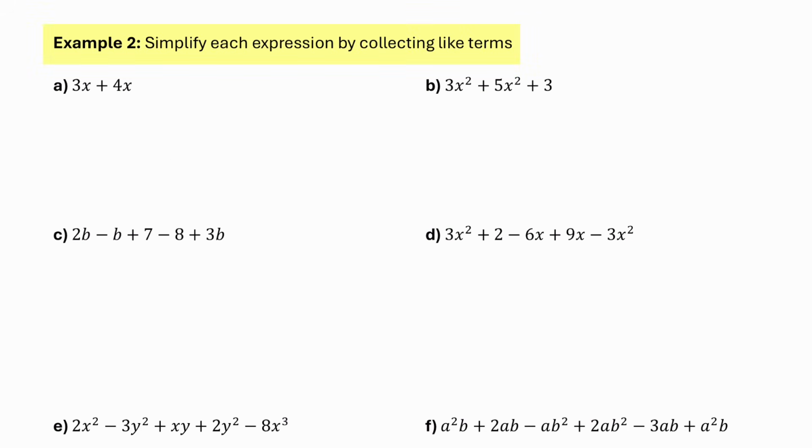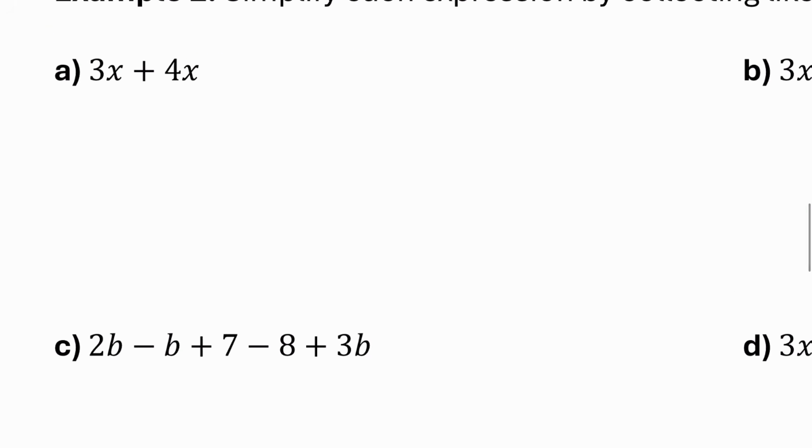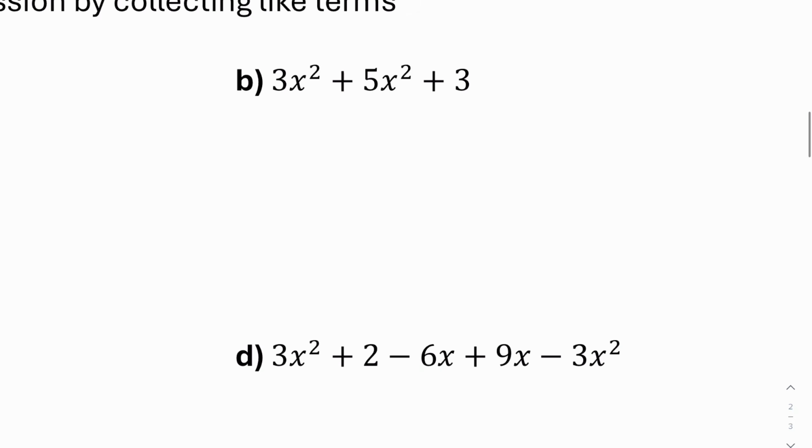It says simplify each expression by collecting like terms. Well, part A is the example we already did together. Notice they're like terms, the variable parts are exactly the same, so I can collect them together by adding their coefficients of 3 and 4 to get 7, and keeping that variable part the same, keeping it as x. So hopefully that would make sense that if you have 3 x's and you add 4 x's, you now have 7 x's.